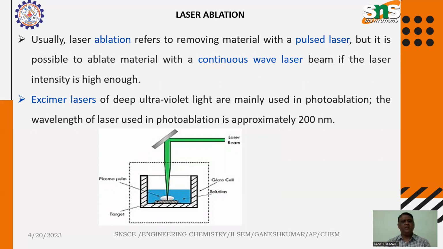Excimer lasers of deep ultraviolet light are mainly used in photoablation. In this photoablation, the laser wavelength is approximately 200 nanometers.